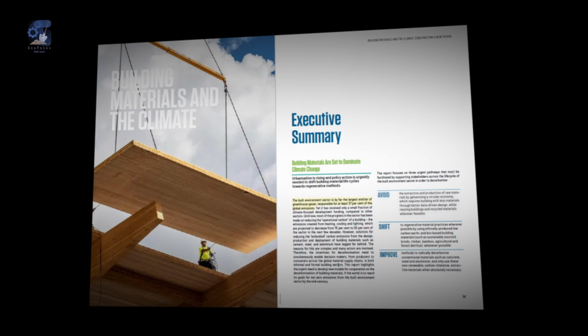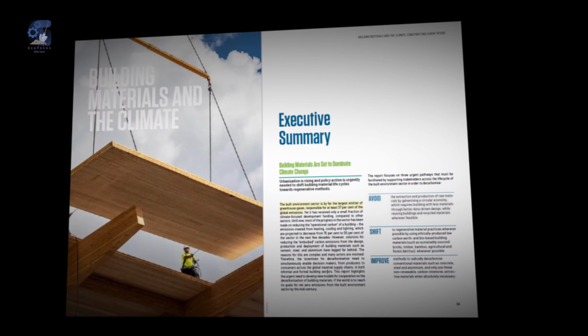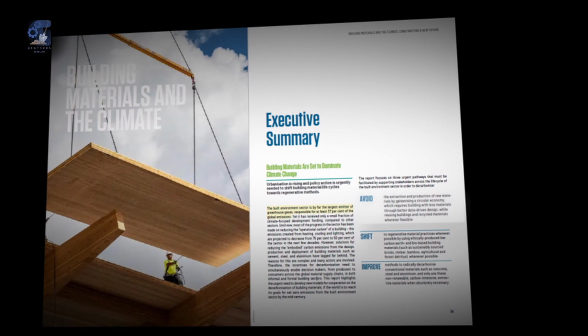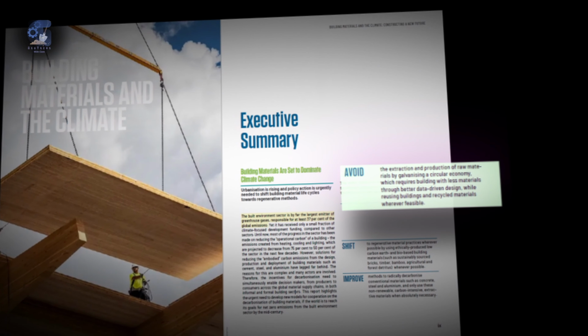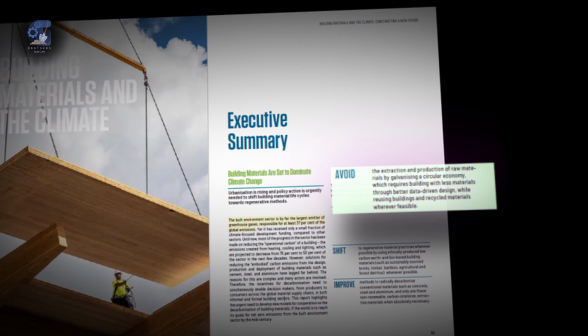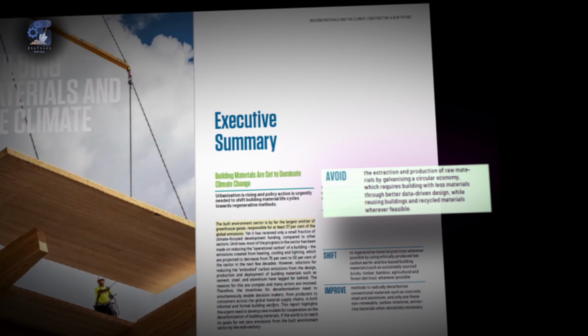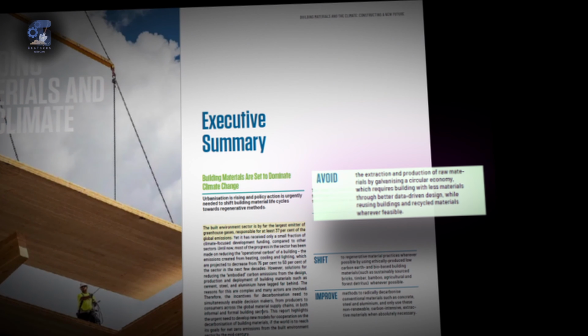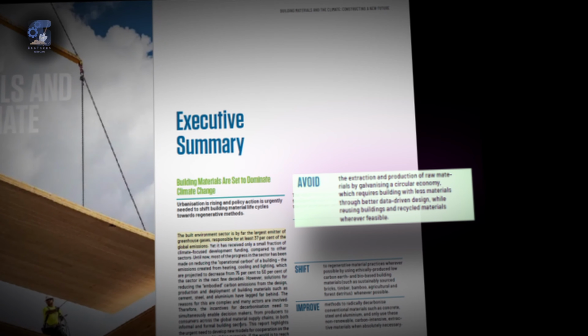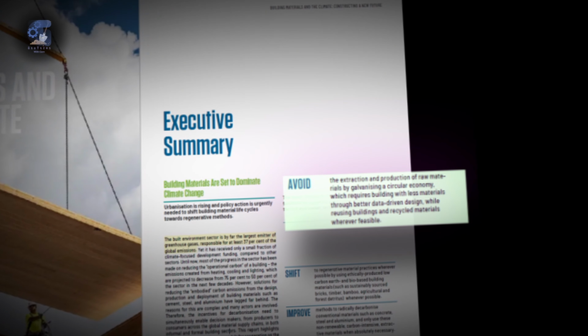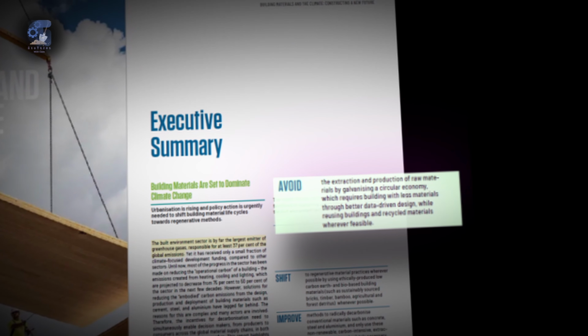One of the three main pathways recommended in the report focuses on avoiding the extraction and production of raw materials by galvanizing a more circular economy, which requires building with less materials through better data-driven designs, while reusing buildings and recycled materials wherever feasible. Bear with me on this one. It will come full circle once I go through the following section.